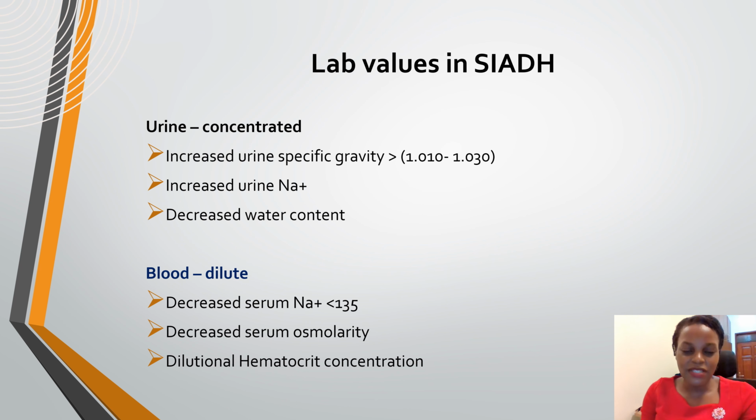So we are opposing urination, meaning there is less passing out. It would mean that the urine that is getting out is more concentrated. And since there is more water being retained in the body, there is so much dilution of our blood. So urine will be concentrated, hence increased urine specific gravity. It will have increased urine sodium, and decreased water content. For the blood side, we'll have decreased serum sodium because of that dilutional hyponatremia. We'll have decreased serum osmolarity because of the retention of water, and a hematocrit concentration lower than normal due to dilution.